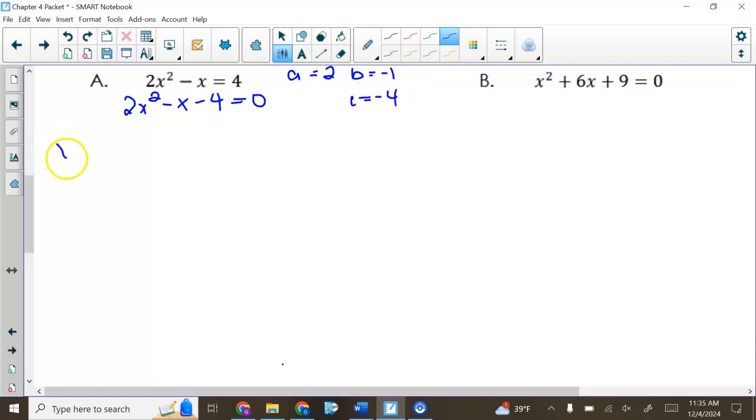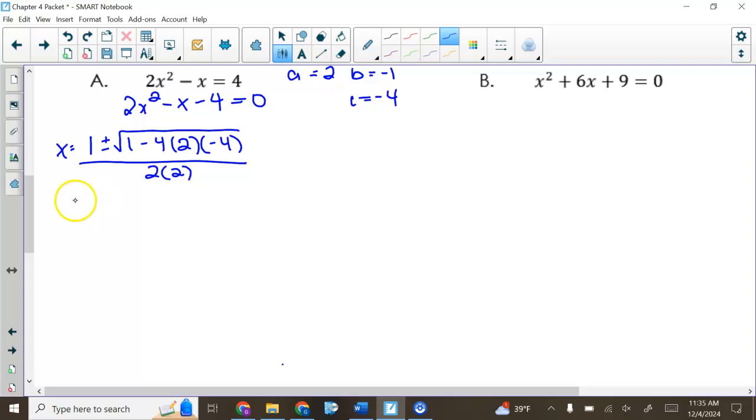So we can go x equals -b. Since b is already negative, we change it to positive. Positive 1 plus or minus square root of b squared. 1 squared is 1, minus 4 times a times c all over 2a. All right, so go ahead and work on simplifying that. I will do that as you do it as well.